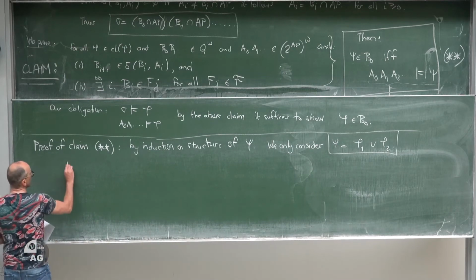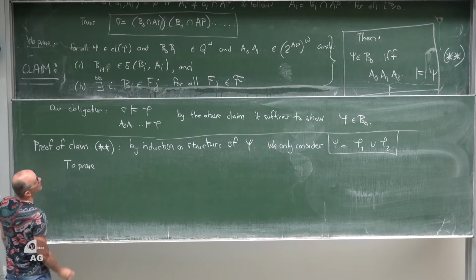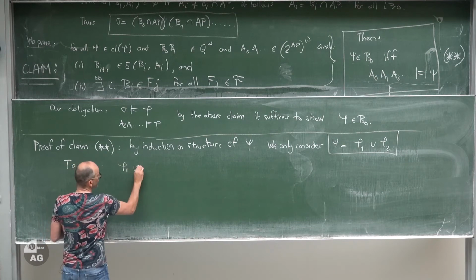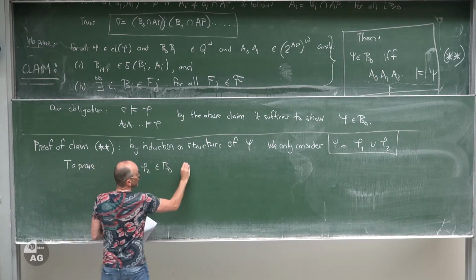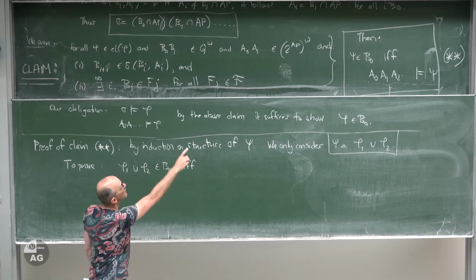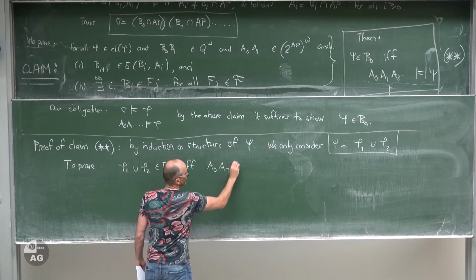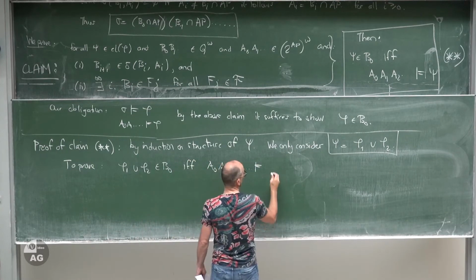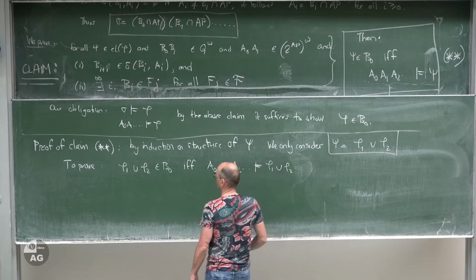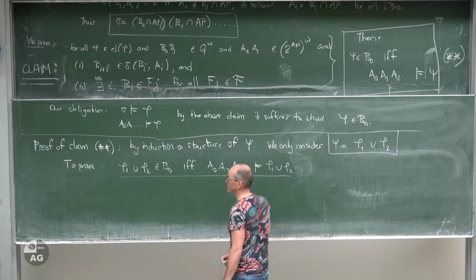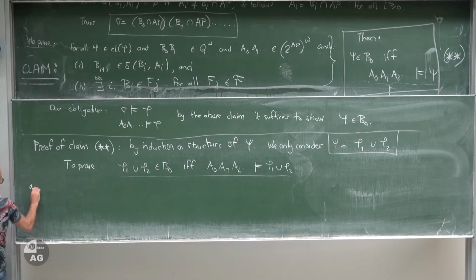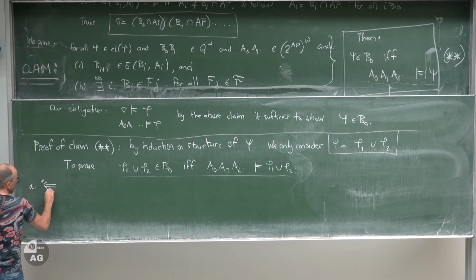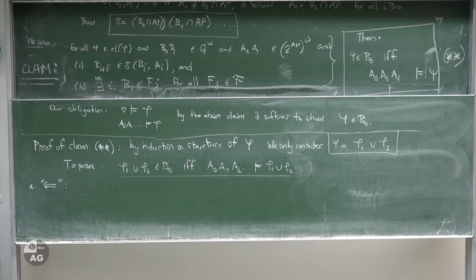Good. So what do we need to prove? Well, we need to prove the claim written there. To prove is the following: phi 1 until phi 2 belongs to B0 if and only if A0, A1, A2 satisfies this whole thing there, which is phi 1 until phi 2. How are we going to prove this? In two parts. I need to prove this if and only if, which is an implication in both directions. So we first start with the implication from right to left.